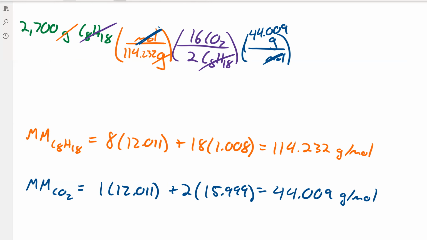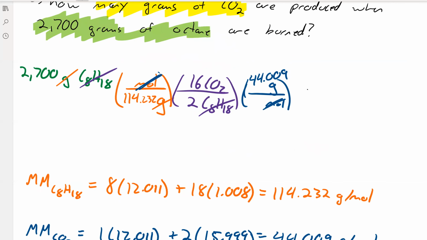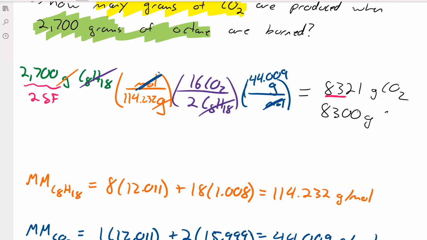You see how when you use this method, everything is nice and organized for you. You don't have to do as much thinking, and it leaves a lot less room for error to occur. Then you go ahead, plug that in your calculator, you get 8,321 grams of carbon dioxide. And then we have to think about sig figs. This here has 2 sig figs. So your answer can only have 2 sig figs, the 8 and the 3. After that is a 2, so that rounds down. So it's 8,300 grams of carbon dioxide as our final answer.